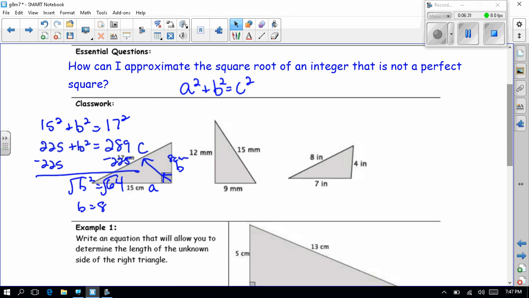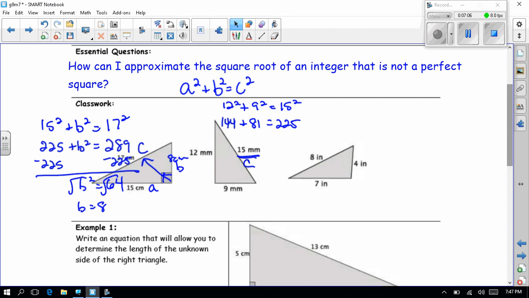So let's go ahead and set this up. Again, your c side is always going to be your longest side. So out of 9, 12, and 15, 15 is our largest number. So that's going to be my c side. A and b are interchangeable, so it doesn't matter how you set it up. I'm going to say 12 squared plus 9 squared equals 15 squared. 12 squared is 144. 9 squared is 81. And 15 squared is 225.